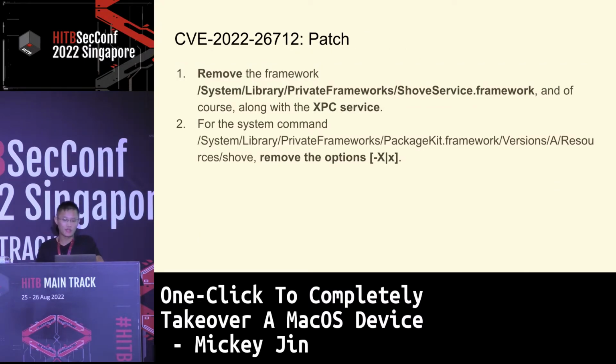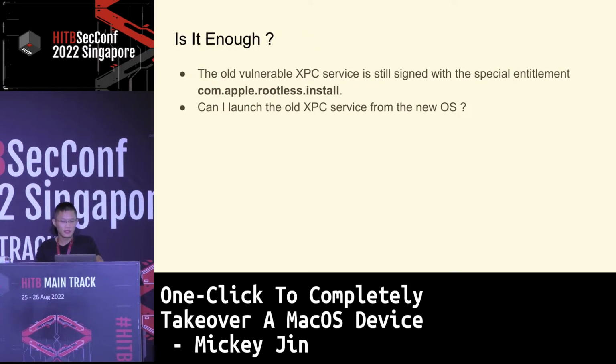Apple addressed the issue in two steps. First, remove the SystemShove service framework, and of course, along with the vulnerable XPC service. For the system command shove, remove the options for XPC. The patch seems perfect, but is it enough? The old vulnerable XPC service is still signed with the special rootless entitlement. So, can I launch the old vulnerable XPC service from the new OS? If yes, it will be a bypass again.